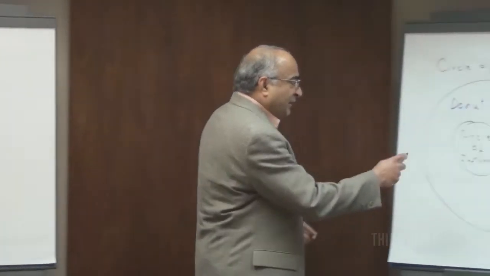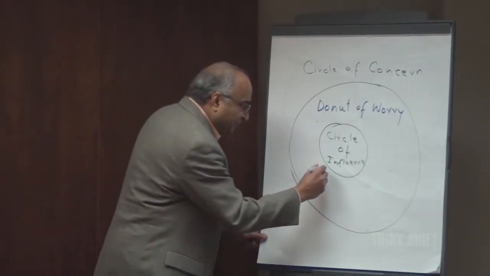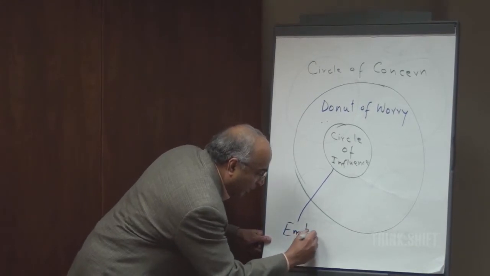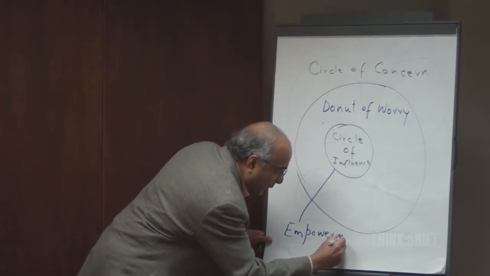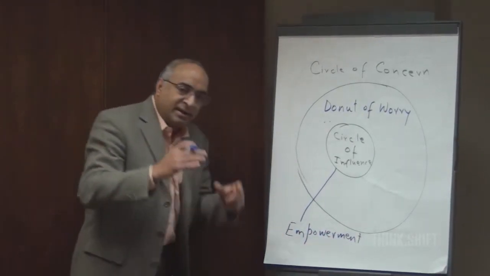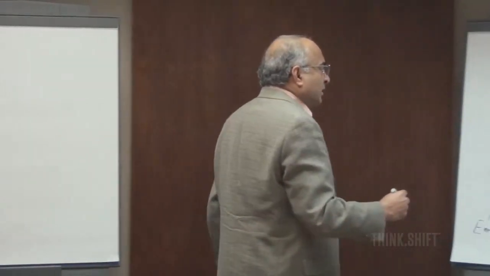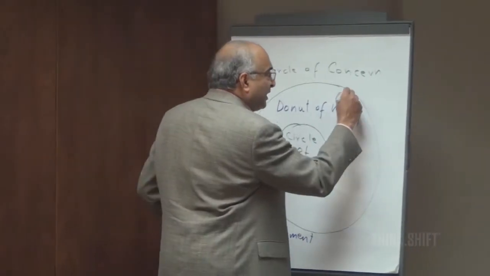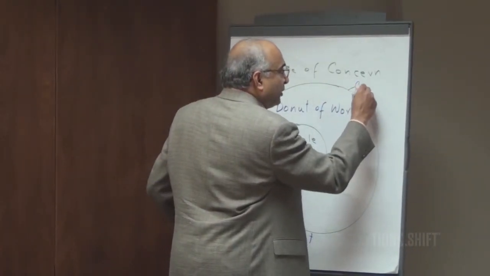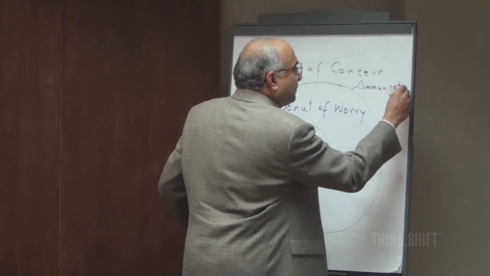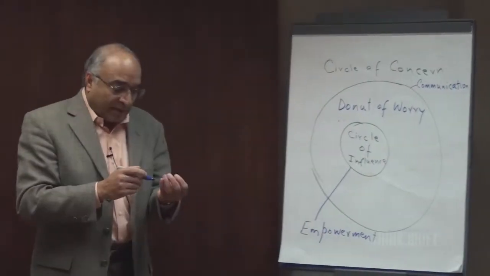The process of expanding the circle of influence, typically that can be accomplished through empowerment. When you empower people, their circle of influence expands. Circle of concern can be minimized through communication. When you communicate, people's concerns go down, even about stuff they don't even need to know.